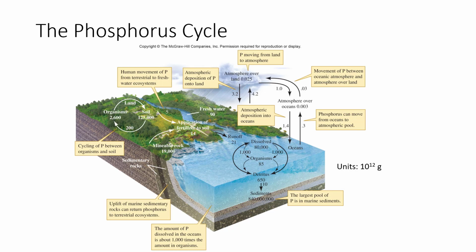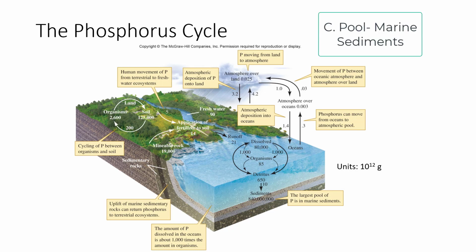Phosphorus tends to stay in an ecosystem for a good amount of time. Now we know that phosphorus is found in things like bones and DNA. And you can also see, of course, phosphorus being deposited from the atmosphere into the oceans. That joins in with the water cycle. As far as human impacts, humans mine phosphorus. The largest pool of phosphorus is going to be in marine sediments, which will eventually be converted into sedimentary rocks.